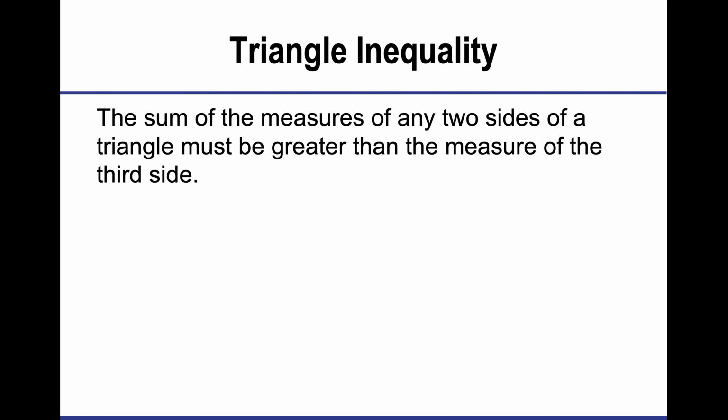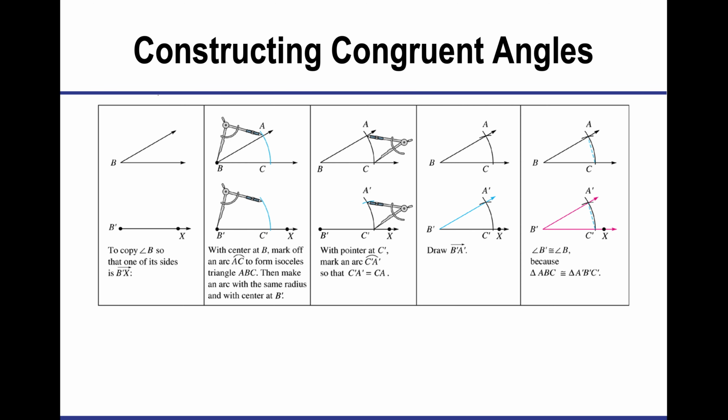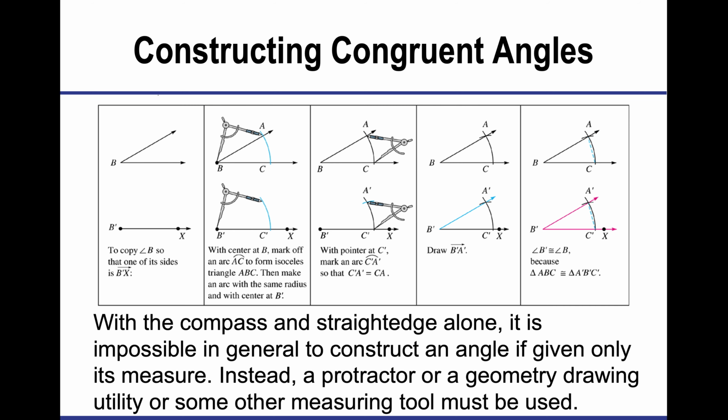The triangle inequality says the sum of the measures of any two sides of a triangle must be greater than the measure of the third side, otherwise we're not going to be able to connect our segments. Now, if I want to look at constructing congruent angles, these would be the actual construction steps with the compass. Using a compass and straight edge, it is possible to construct congruent angles. We don't have to use a protractor, which is kind of the default mode a lot of students go into.